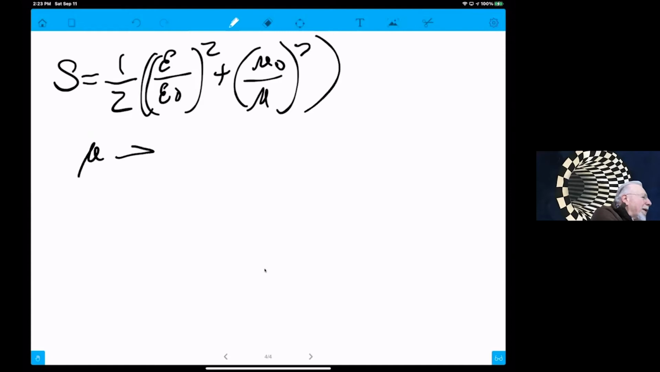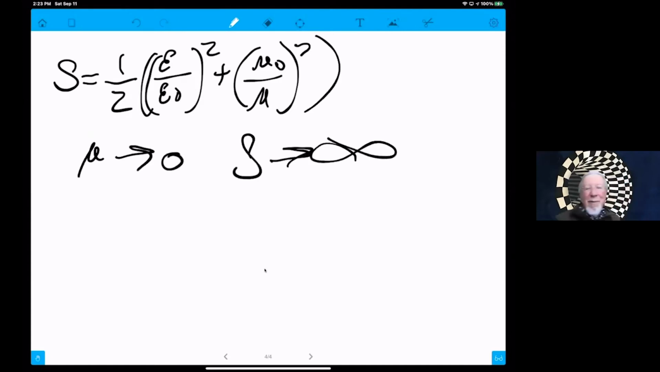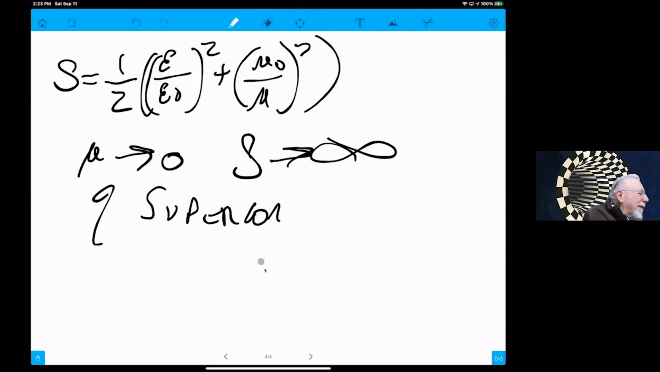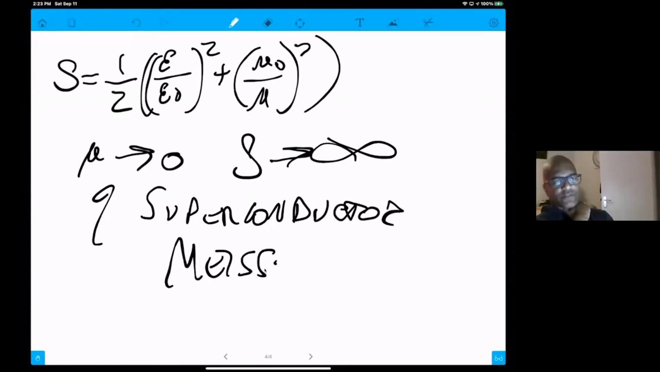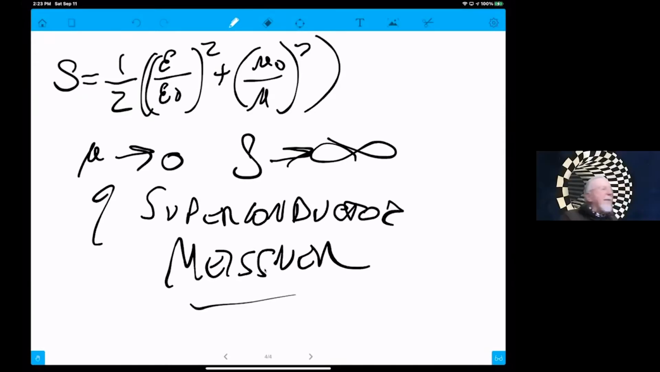Mu goes to 0, S goes to infinity. Mu goes to 0 in superconductors. The Meissner effect, superconductors. Expelling, super diamagnetism. Okay, this is just a rough thing. I mean, it's not going to really be infinite. But when S is big, here's the main idea of warp drive.